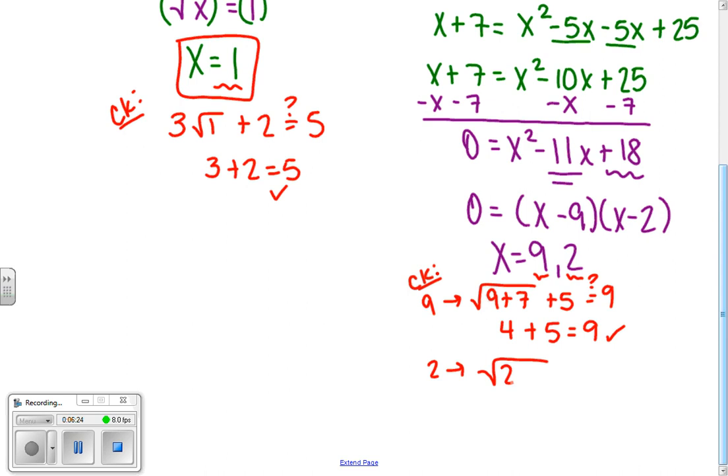I'm going to check a 2. The square root of 2 plus 7, plus 5 better equal 2. 2 plus 7 is 9, and the square root of that is 3. 3 plus 5 does not equal 2, which means 2 doesn't work. Only 9 does. Sometimes that happens. It's not the first time we've seen answers not work in our original equation.